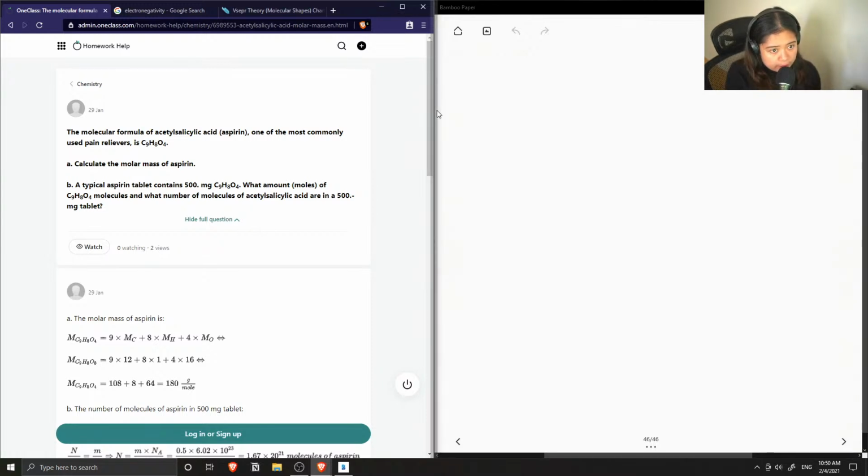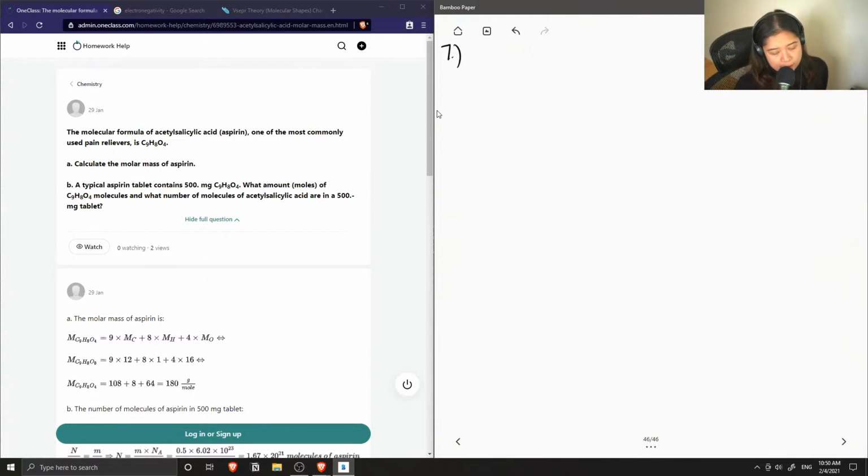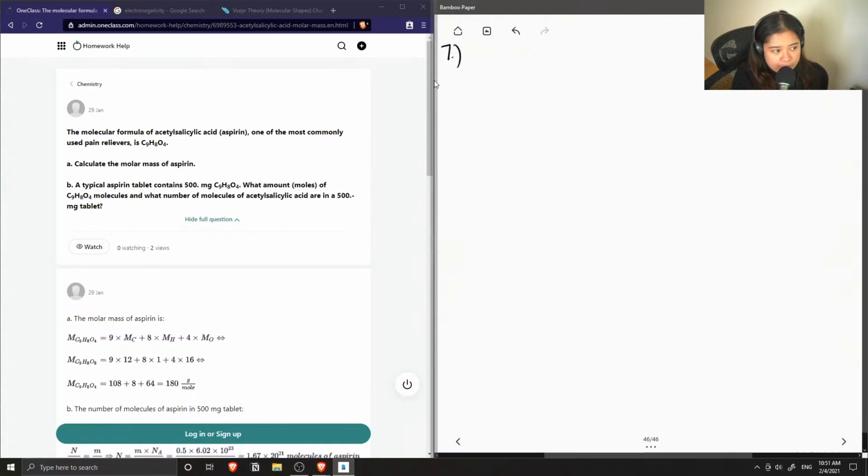Okay, so question number 7. The molecular formula of acetylsalicylic acid, also known as aspirin, one of the most commonly used pain relievers, is C9H8O4. Part A is to calculate the molar mass of aspirin.